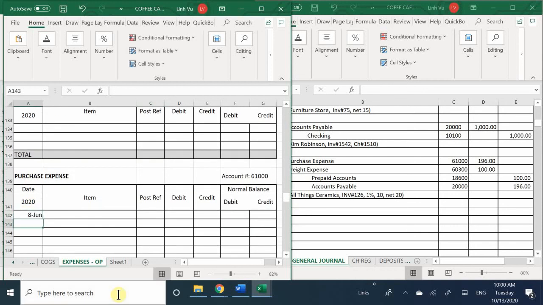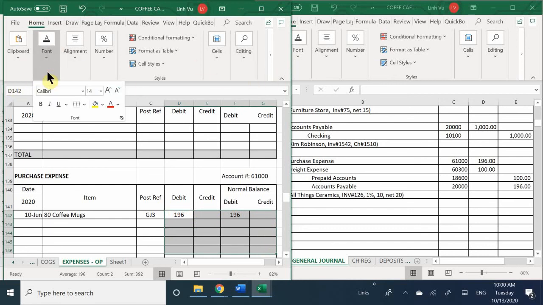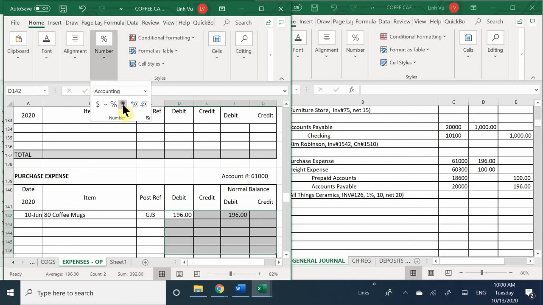I'm going to indicate I have the date wrong, so June 10. My items is going to be 80 ceramic. Actually, I'm just going to write coffee mugs. Shorten it up. 80 coffee mugs. All right, my reference is going to still be General Journal number 3. And I debited my account by $196. Therefore, since this is my first purchase I've ever made, it's going to be for the grand total of $196.